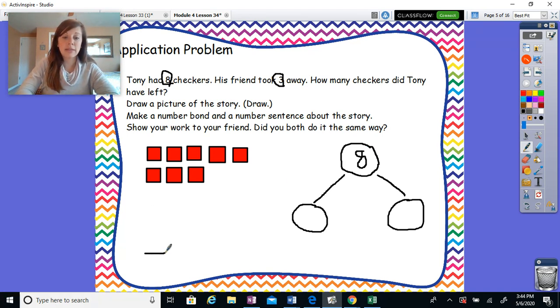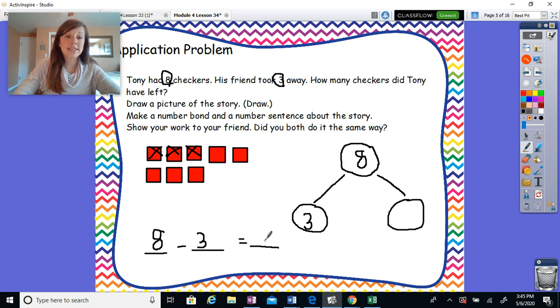So then in my number sentence, blank minus blank equals blank. I'm going to start with number 8 because that is the biggest number and that's how many checkers he started with. Then his friend takes 3 away. So we're going to cross 3 checkers out. 1, 2, 3. Okay, so we crossed out 3. So I'm going to write 3 in my part. And I'm going to write 3 in my number sentence because that's how many he took away.